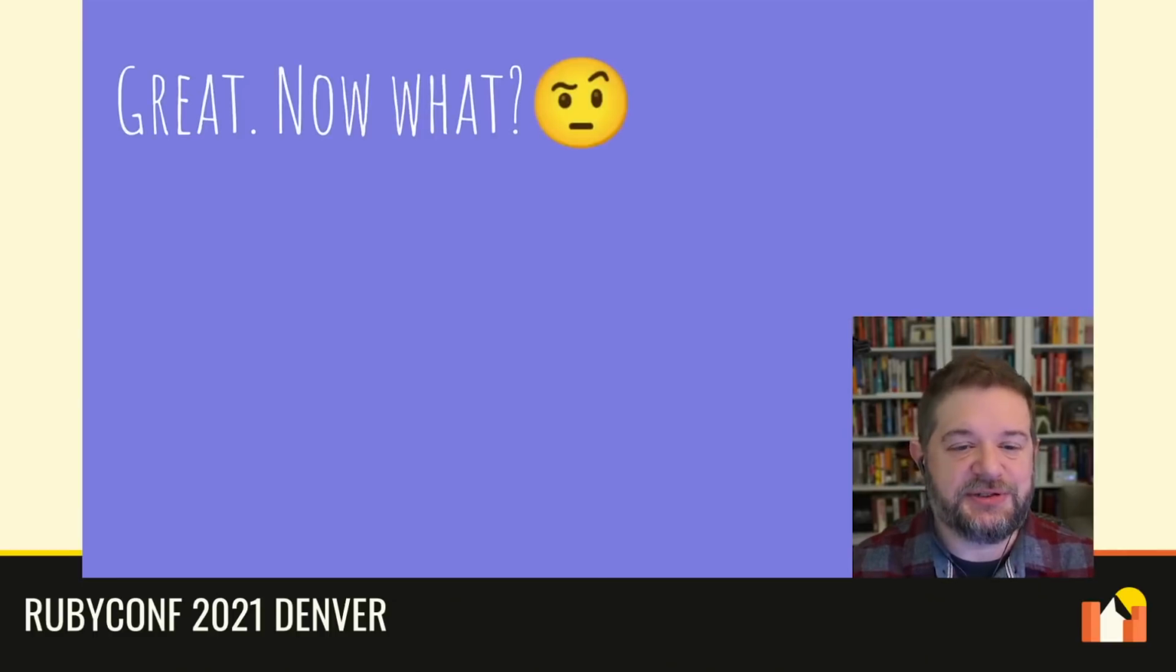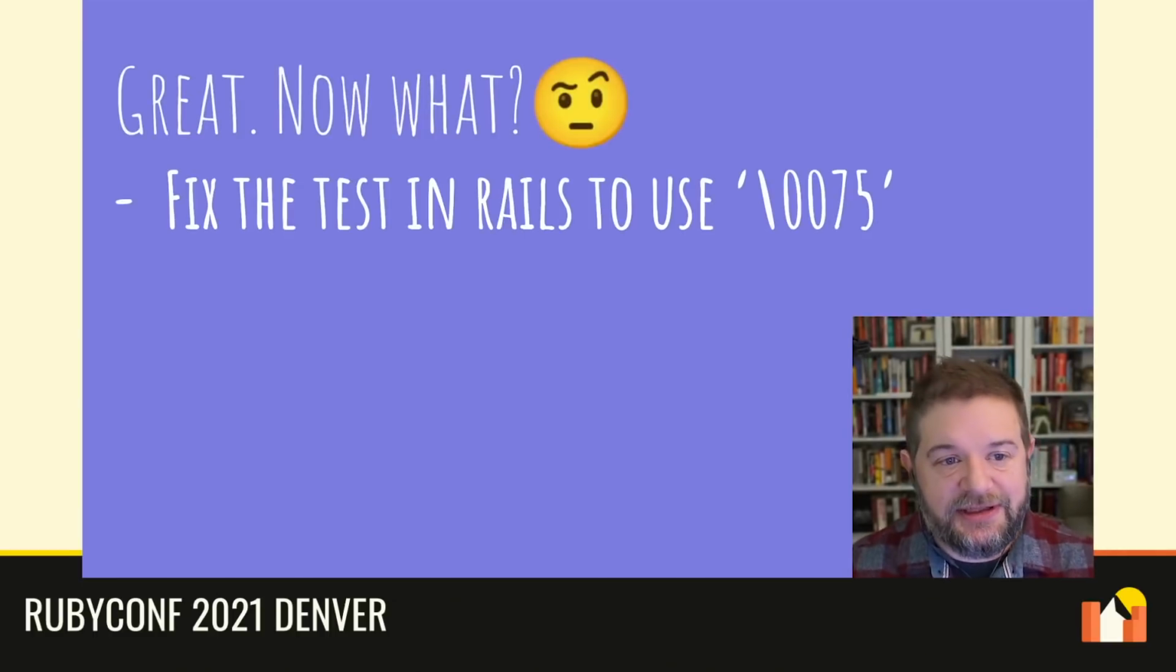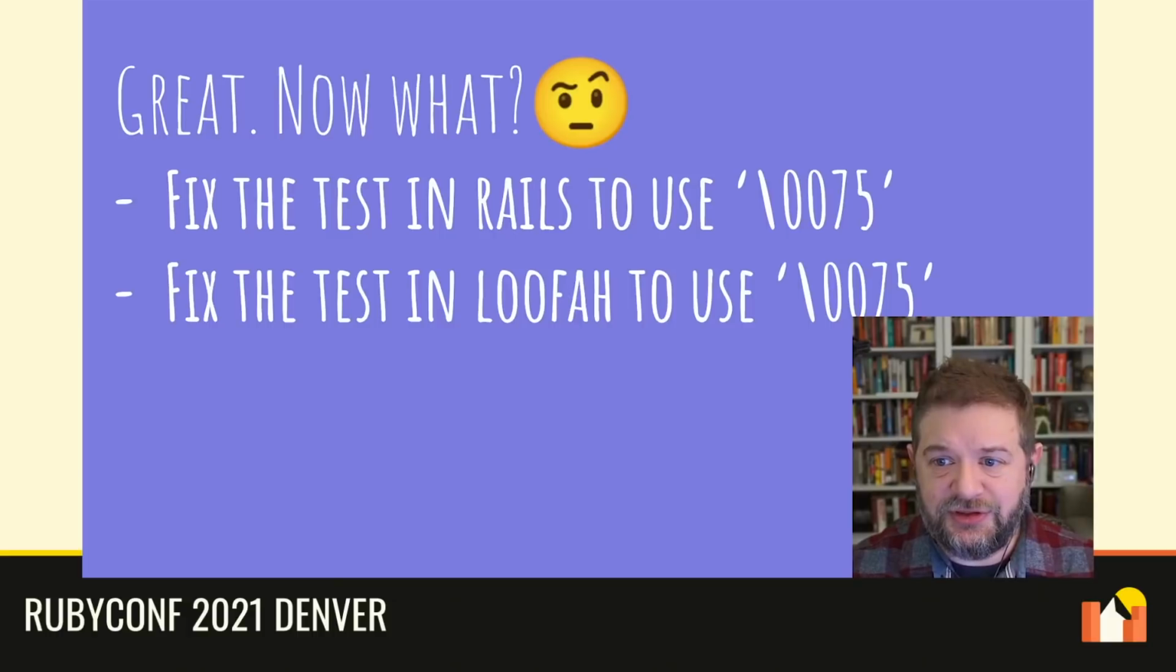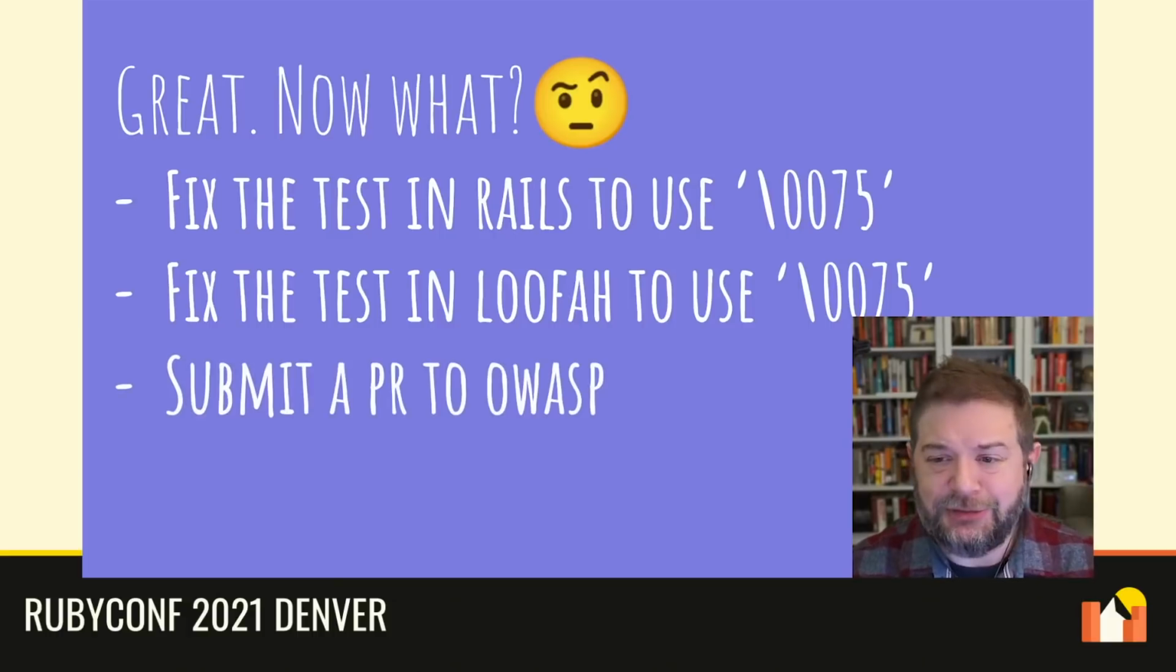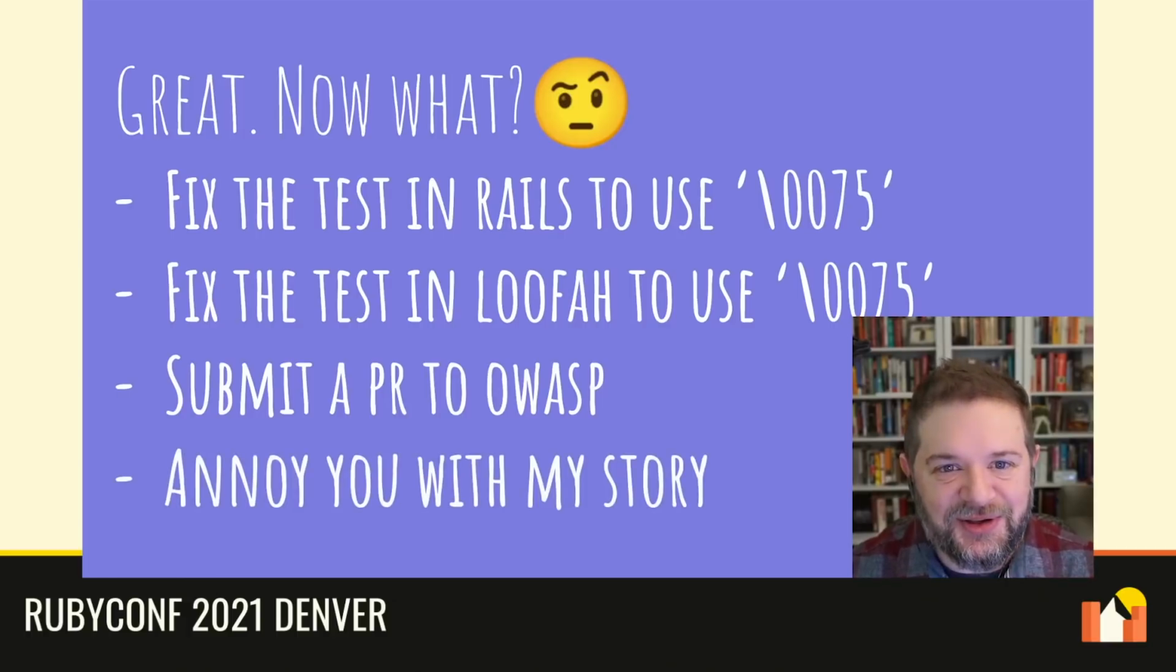So what do we do with this information? Well, first, I fixed the test in Rails to use single quotes. Second, I fixed the test in Loofah to use this encoding instead of Unicode. I'm going to submit a PR to OWASP to fix the cheat sheet, and I get to annoy you all with this story. So thank you, and congratulations for being part of the story.